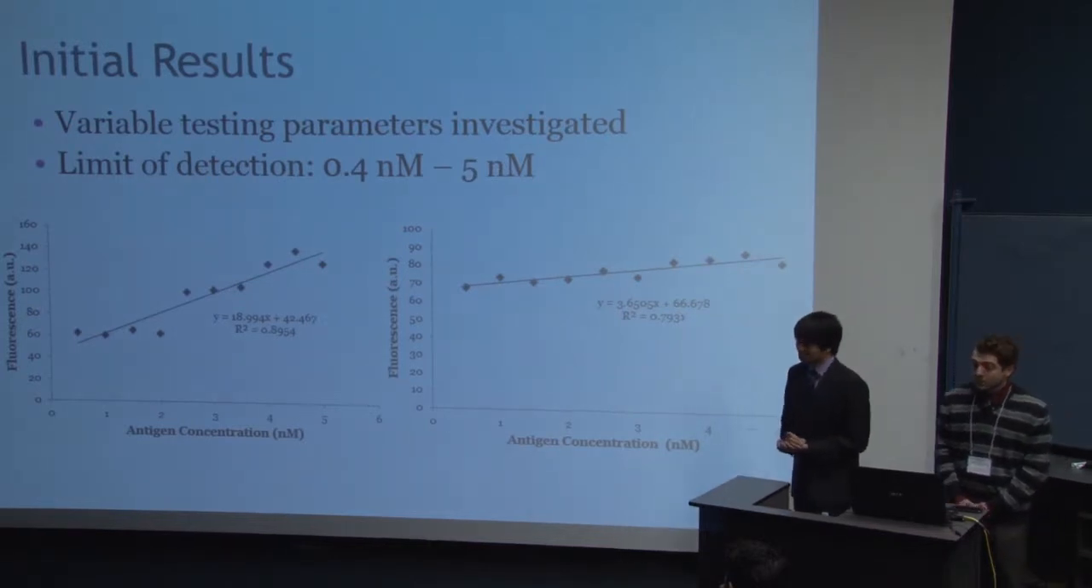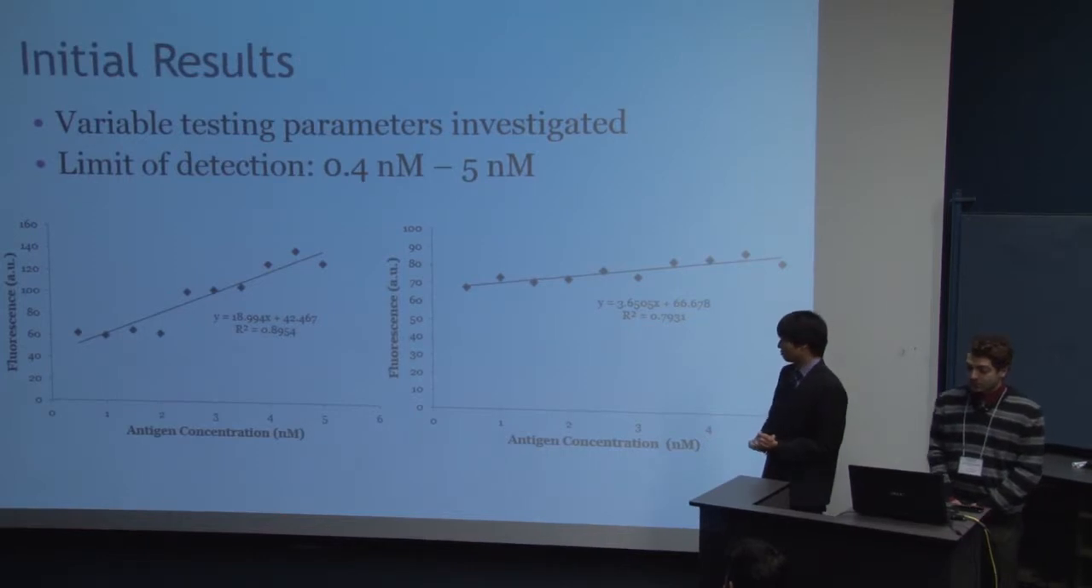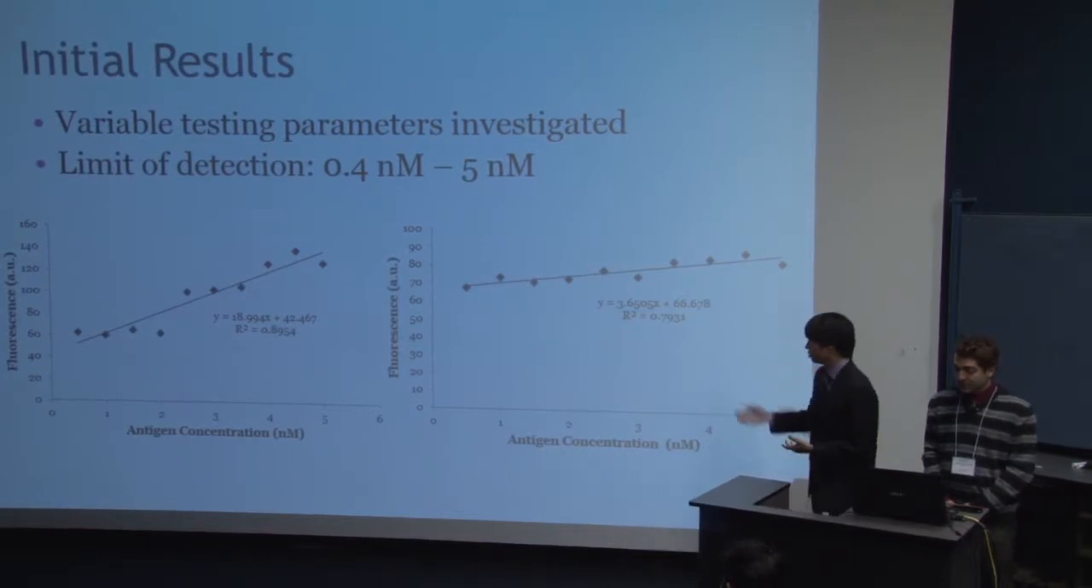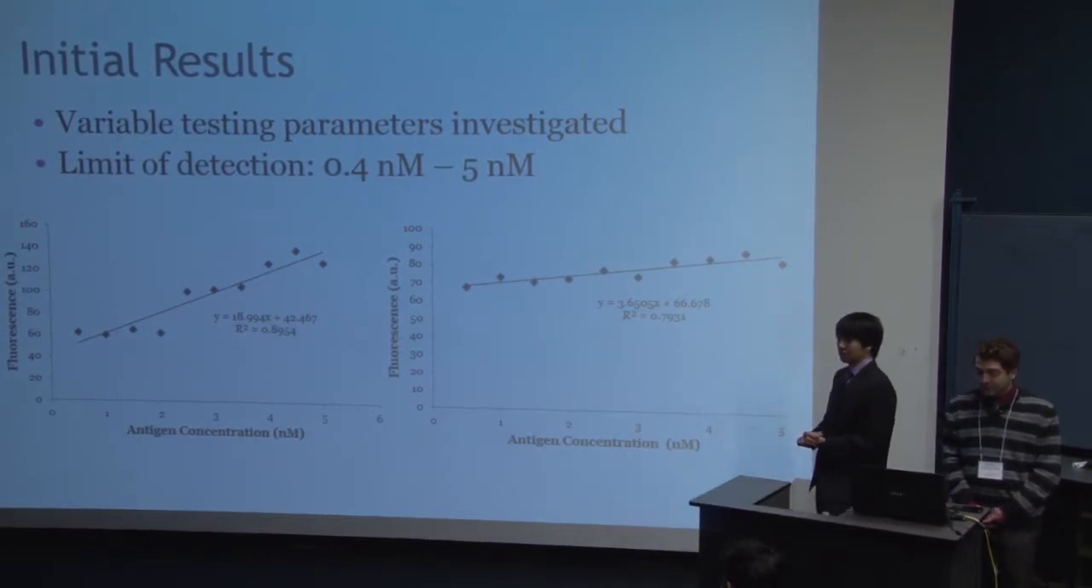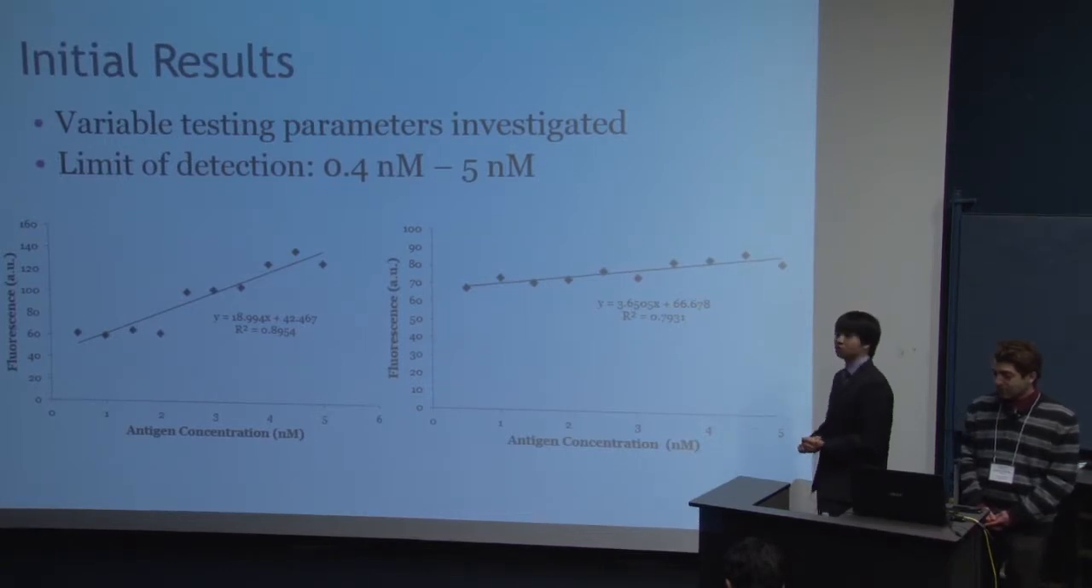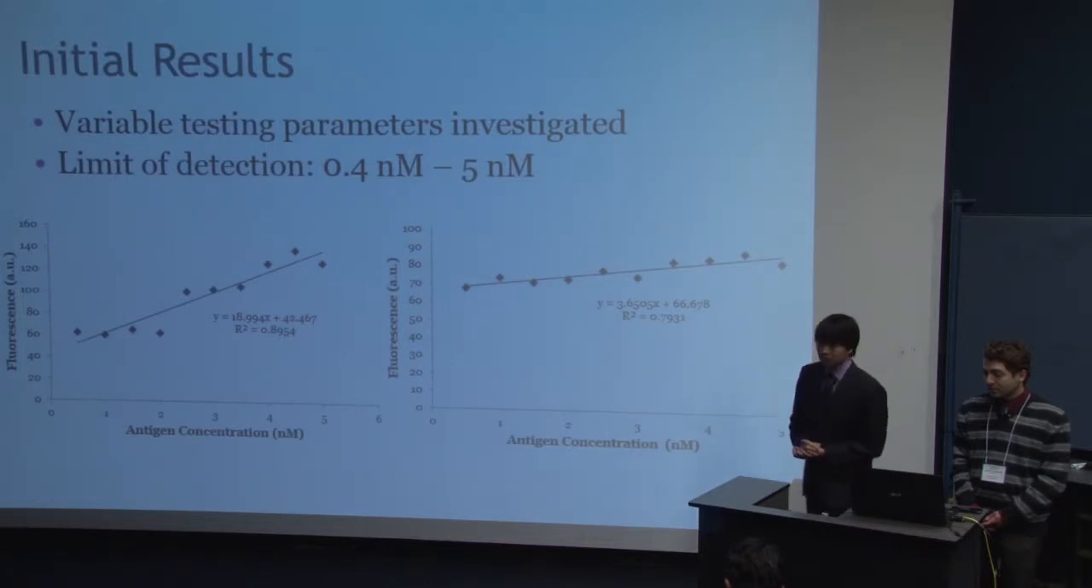Of course, sailing was not smooth, and sometimes later we also encountered issues like what we see on the right here. On the right, we have a fairly shallow slope, and this can likely be attributed to the photobleaching of the dye, which is something that FITC is specifically known for.